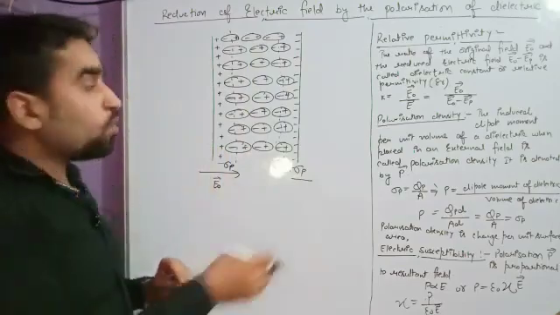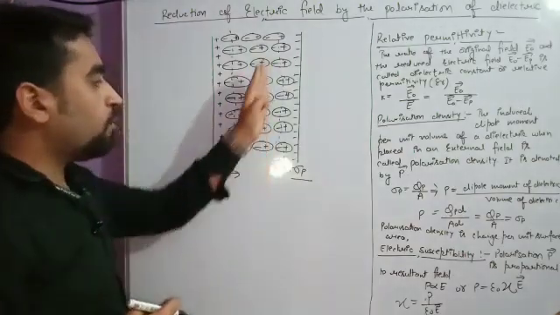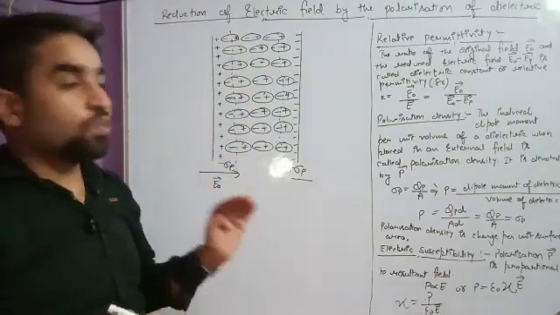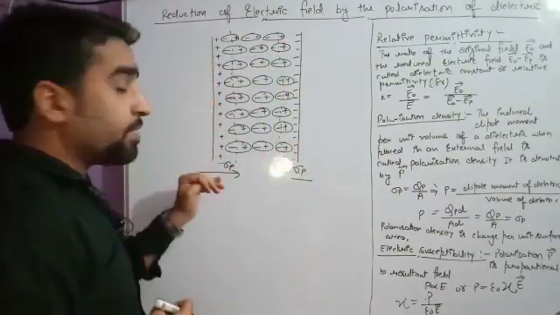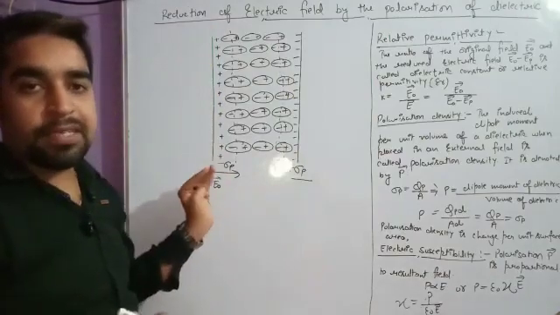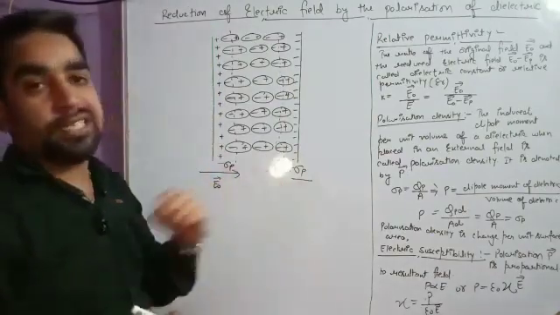So students, the total charge is 0, but the surface charge density is not 0. The surface charge density here I am writing as plus sigma p, and here I am writing as minus sigma p. Why sigma p and minus sigma p? Because this is the polarized charge density.